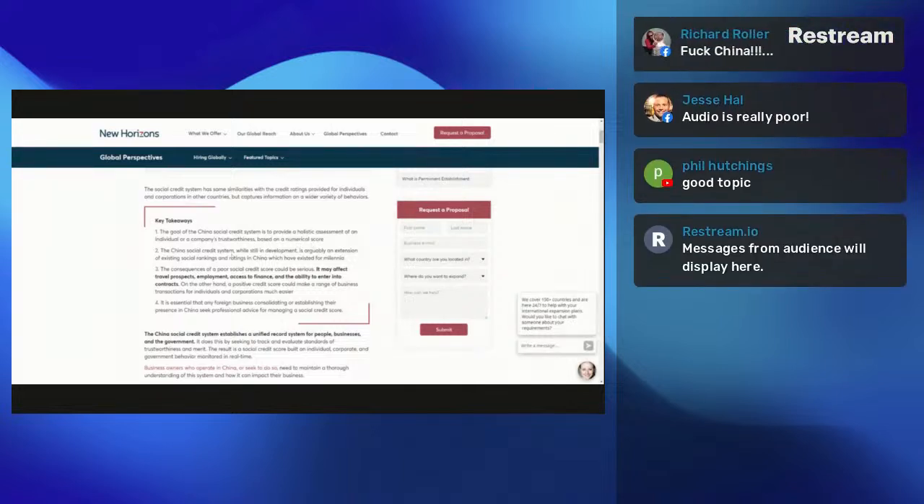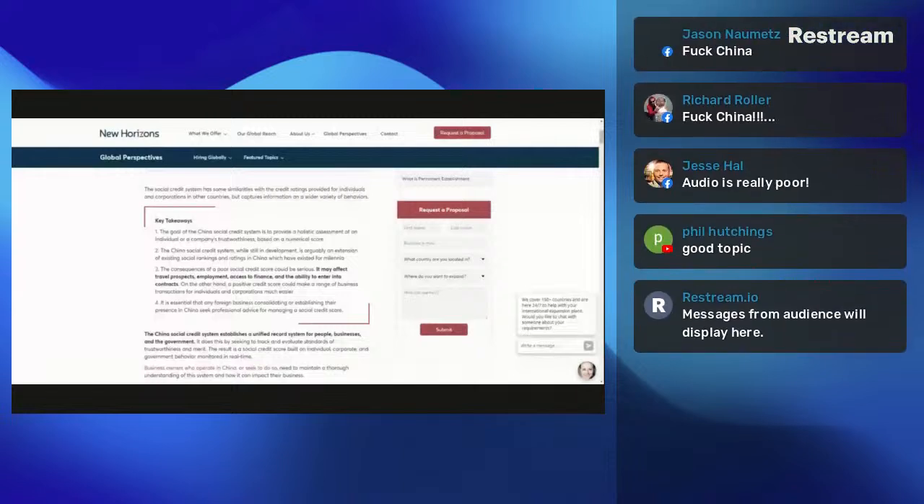The China social credit system, while still in development, is arguably an extension of existing social rankings and ratings in China, which have existed for millennia. And they're using the AI technography, facial recognition, the whole AI system to take it to another level. The consequences of a poor social credit score could be very serious. It may affect travel prospects, employment, access to finance, and the ability to enter into contracts. On the other hand, a positive score could make a range of business transactions for individual corporations much easier.